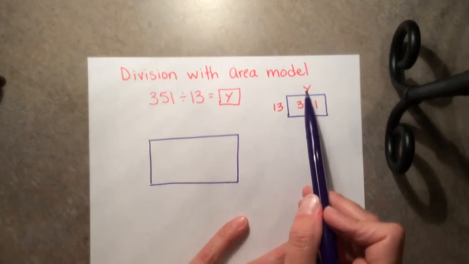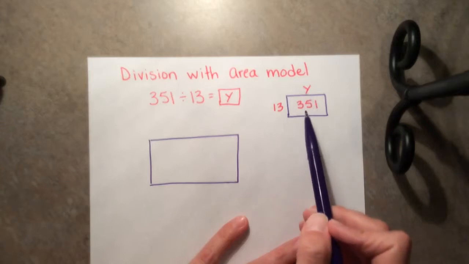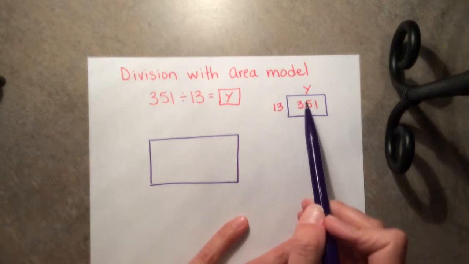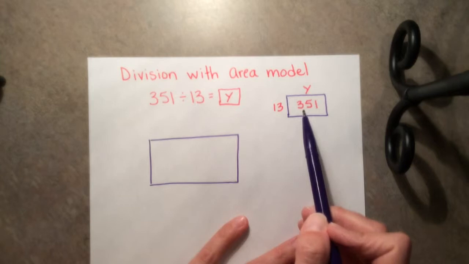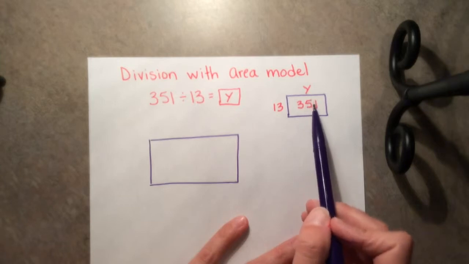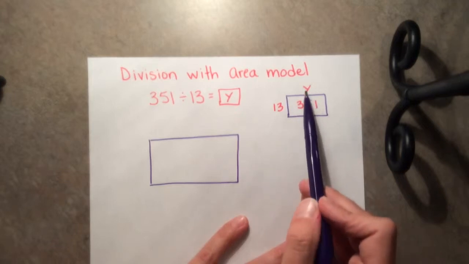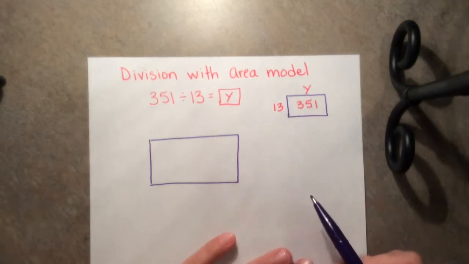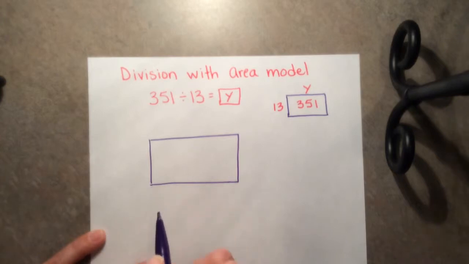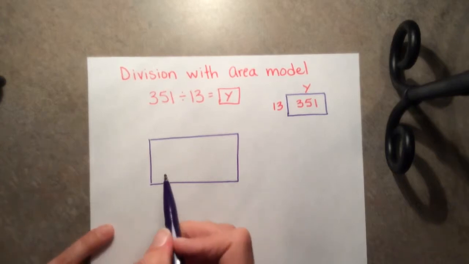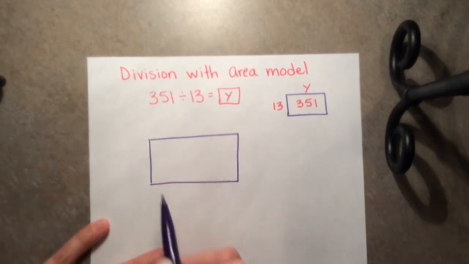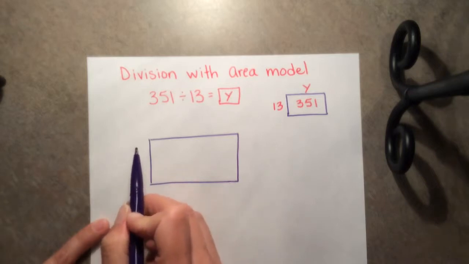This is their unknown that they're looking for. The space inside, they do know how many blocks or spaces are inside, but what they don't know is how it's divided up or partitioned up to help them determine the other number. The way to use the area model to solve this is to draw a rectangle and then label your one side.